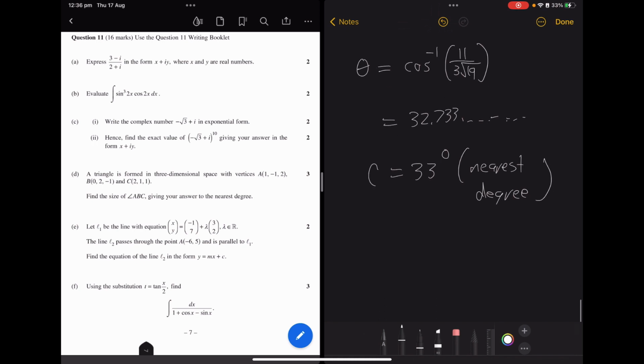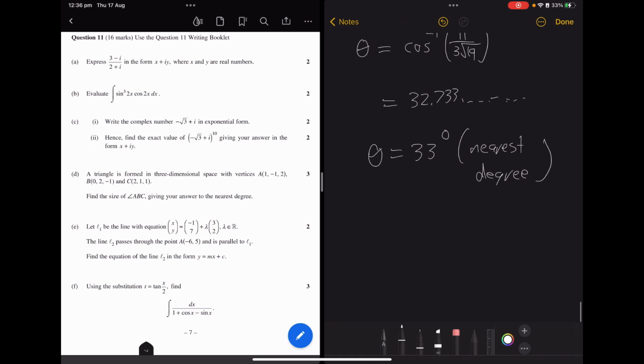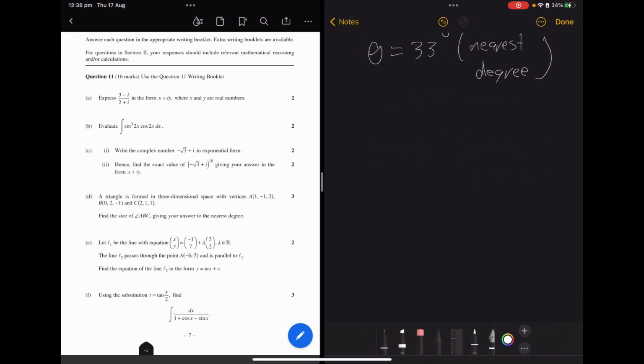And that will be it for part D. So next for part E, we have: let L1 be the line with equation (x, y) = (-1, 7) + lambda (3, 2), where lambda is real. The line L2 passes through the point A, (-6, 5), and is parallel to L1. Find the equation of the line L2 in the form y = mx + c.